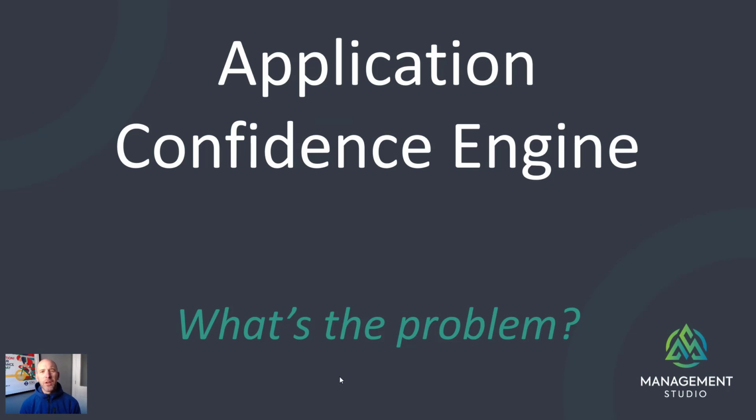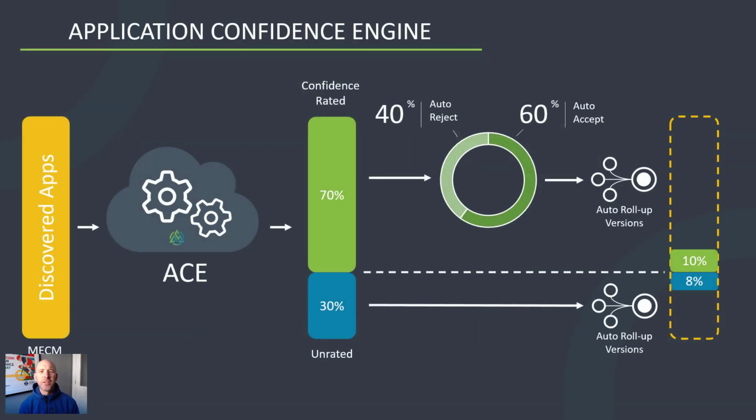In terms of the sort of numbers that the Application Confidence Engine can process today, we typically find that of the discovered apps, around 70% have a confidence rating. Of that 70%, around 60% are in scope, so they're the auto accepts, and then 40% are out of scope. And then of those 60%, we can roll up versions to various thresholds depending on the settings you put into the tooling.